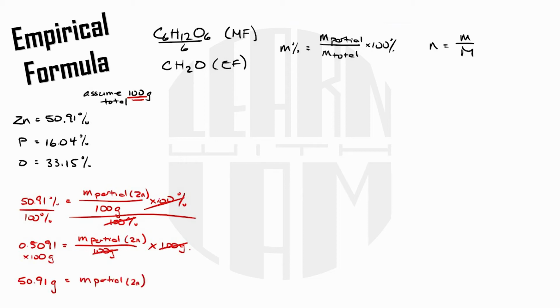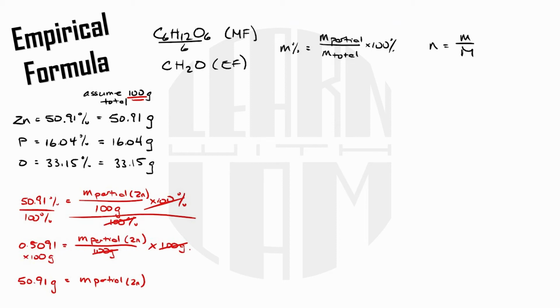Notice that because I assumed that my total mass was 100 grams, the number value for the partial mass is the same as the mass percent. And that saves me quite a bit of work. As I said, the ratio is going to turn out the same regardless, so we might as well pick a total mass that's easy to work with. So now let's fill in the masses for phosphorus and oxygen. And at this point, I have the information necessary to find moles.